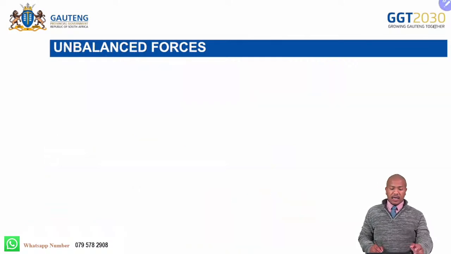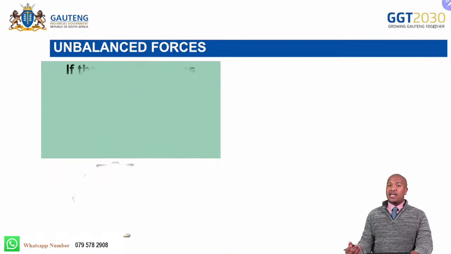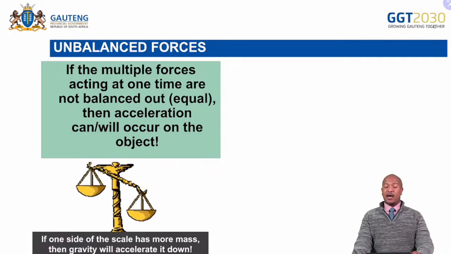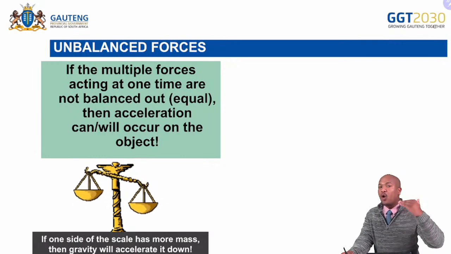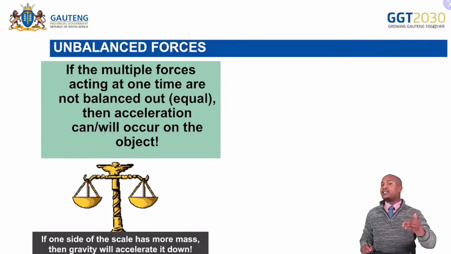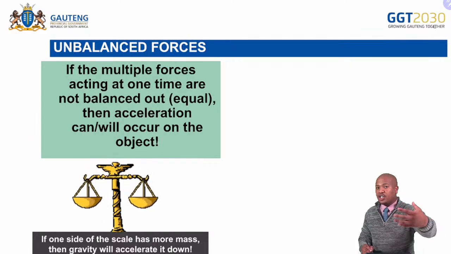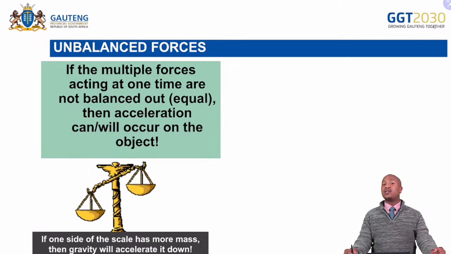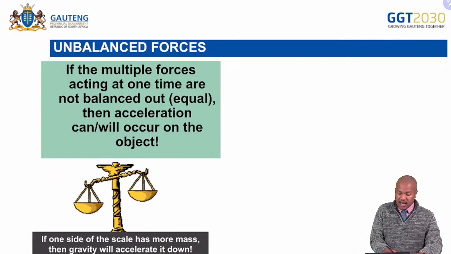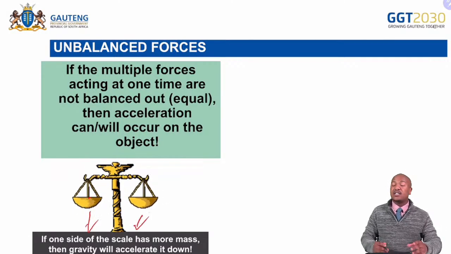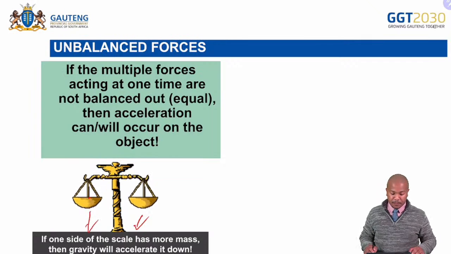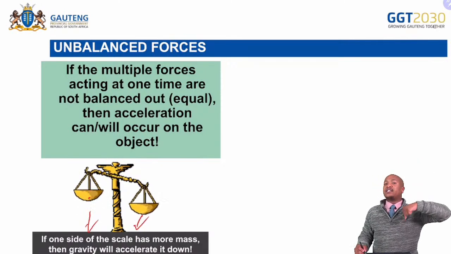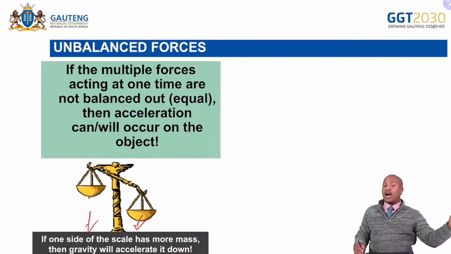Now, unbalanced forces. We said that for unbalanced forces, the forces are not the same on either side, right? So if the multiple forces acting at one time are not balanced or equal, then acceleration will occur. What did we mean by acceleration? We said that it is the buildup of speed, or motion, right? If the multiple forces acting on each other are not balanced, there will be some motion. As you can see here, there is some motion to show that these two forces applied are not the same. And if one side of the scale has more mass, then gravity will accelerate it down to prove that it has more mass and more force compared to the other one on the other side.